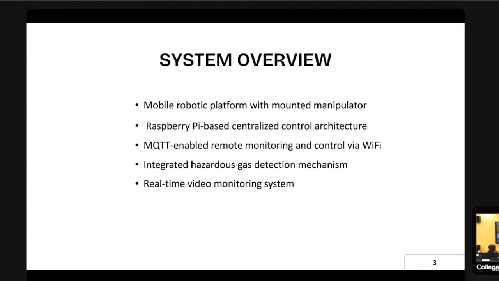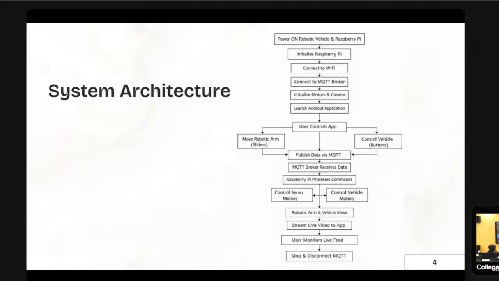Okay, then to understand more about how these modules interact, we will now explain the system architecture. The process begins with the system initialization phase. That is when the robotic vehicle and Raspberry Pi are powered on. Once the network is established, the system connects to the MQTT broker.